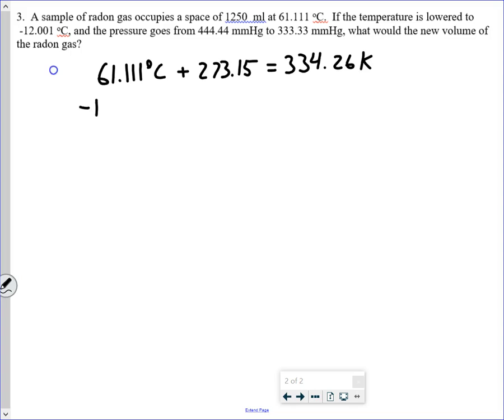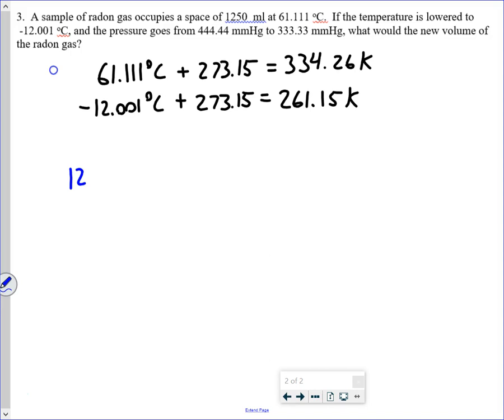The final temperature is a negative 12.001 degrees Celsius. Once again, we're going to add the 273.15. When we do that, we should get 261.15 Kelvin. So now we've got our right values for the Kelvin temperature to use in the problem. So let's start the problem. We're going to start with the volume. That's the variable that we only have one number for. So we're going to start with 1250.